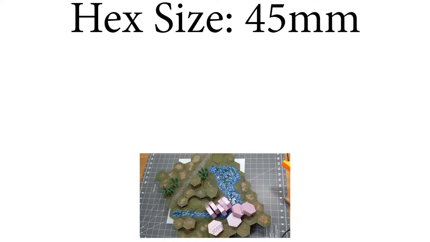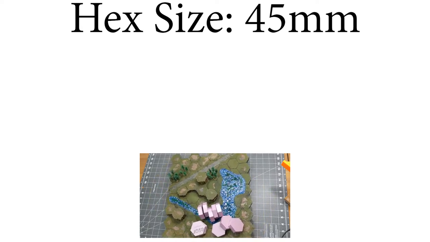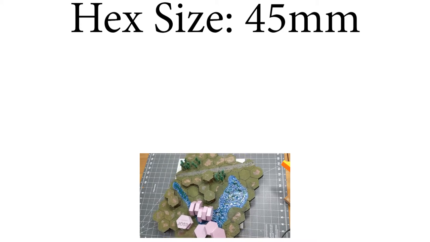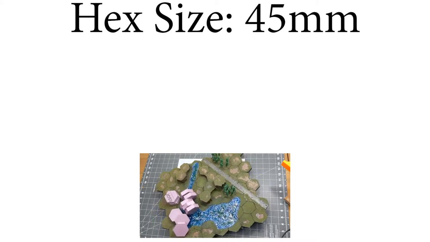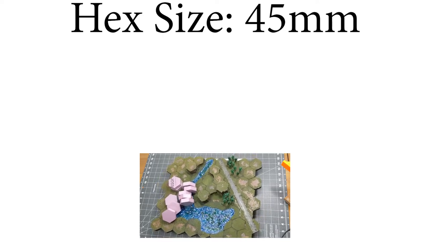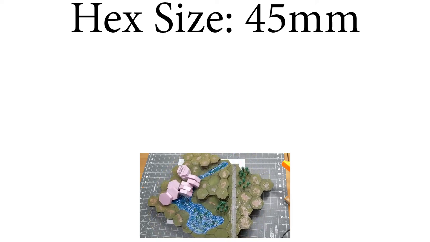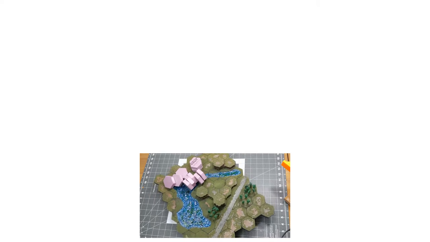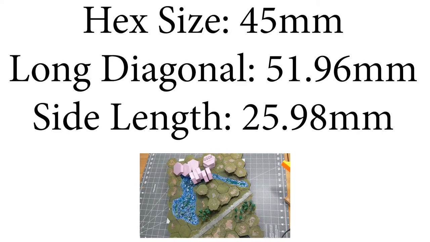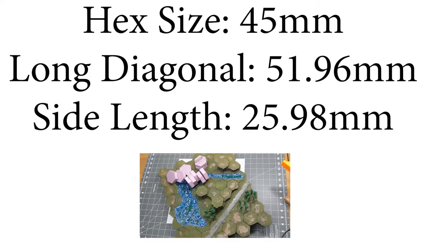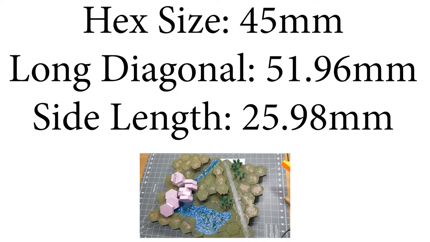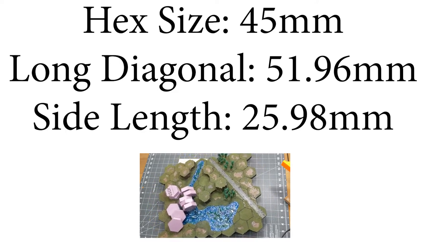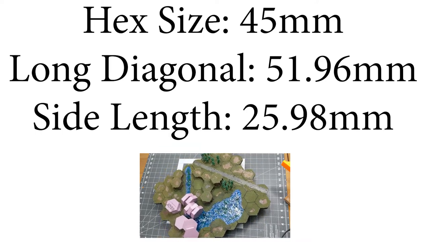So, take the hex size that you want and find an online hexagon calculator. I'm going to use the one at omnicalculator.com, but any of them should do. Knowing that hex size is equivalent to the short diagonal, we plug 45 millimeters into the calculator to get our numbers. This gives us a short diagonal of 45 millimeters, a long diagonal of 51.96 millimeters, and a side of 25.98 millimeters.